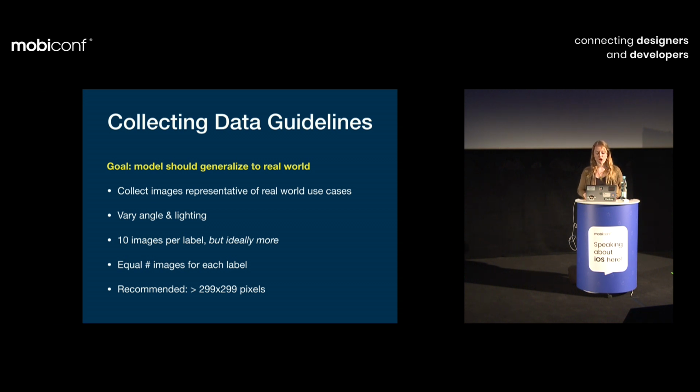Apple recommends that you use 10 images per label or per class, but ideally you should use more because this is really tough to generalize if you have such a small data set. So this would be the absolute bare minimum. You need to have an equal number of images for each of these labels too. So this is really important. So it won't really suffice if you collect 1,000 images for one category and then 15 for the other. You can't average them out and say, oh, I have this many images per label on average. You need to make sure that you have an equal distribution for these. They also recommend that you have at least a 299 by 299 pixel image.